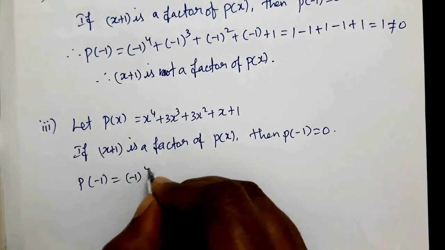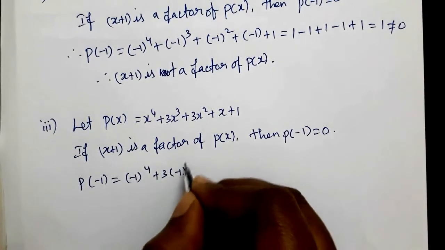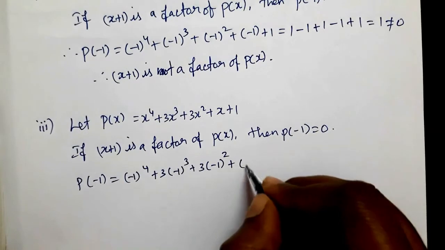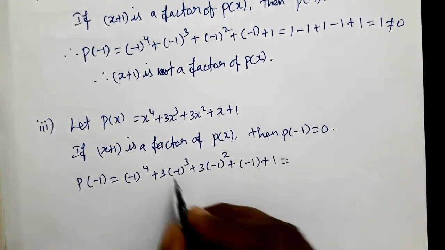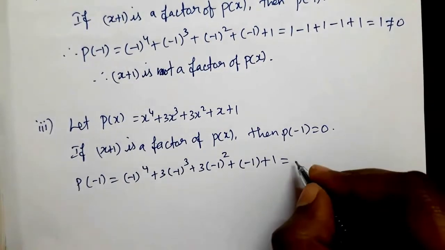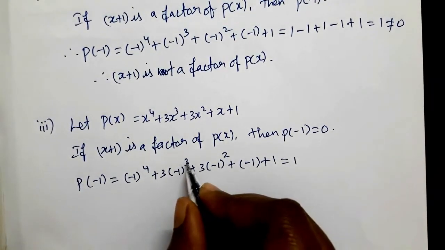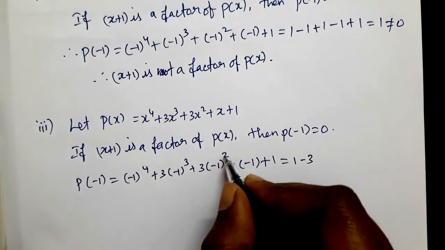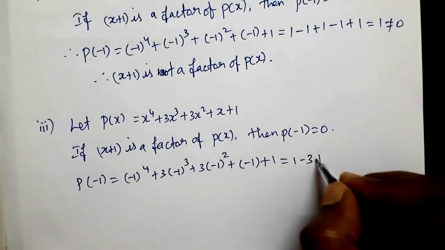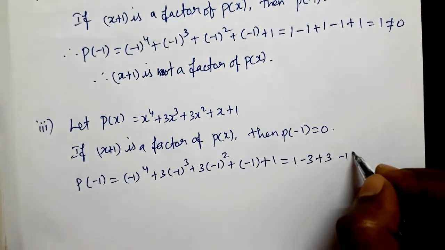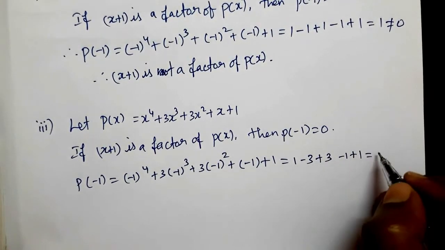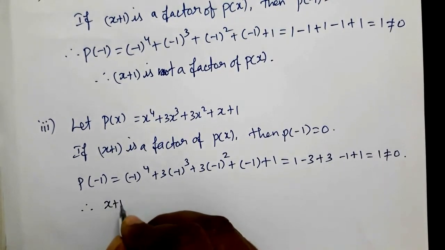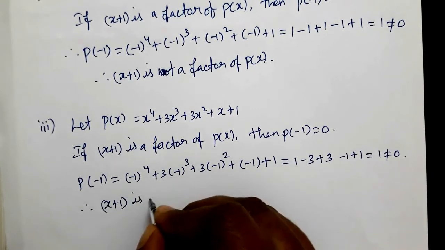We will get minus 1 raised to the power 4 plus 3 of minus 1 raised to the power 3 plus 3 of minus 1 raised to the power 2 plus of minus 1 plus 1. Simplify here, minus 1 raised to the power 4 we will get 1. Here minus 1 raised to the power 3 we will get minus 1. Minus 1 into 3 we will get minus 3. Here minus 1 raised to the power 2 we will get plus 1. 1 into 3 we will get 3. Here minus 1 plus 1. Simplify here, we will get 1. This is not equal to 0. Therefore, x plus 1 is not a factor of p of x.